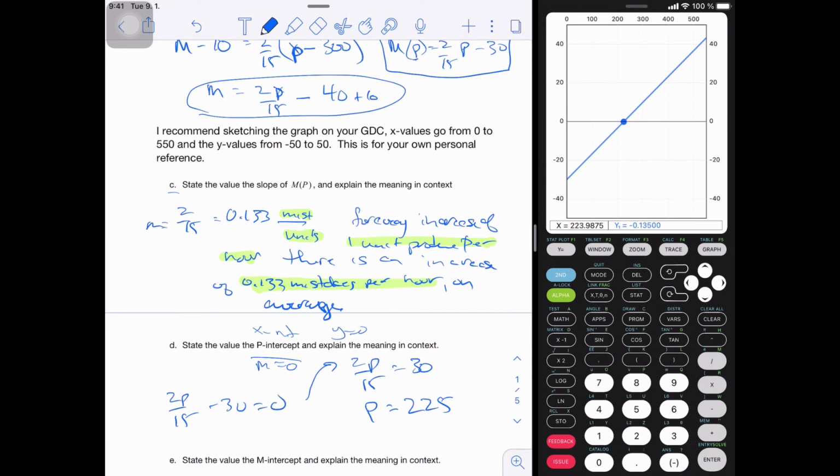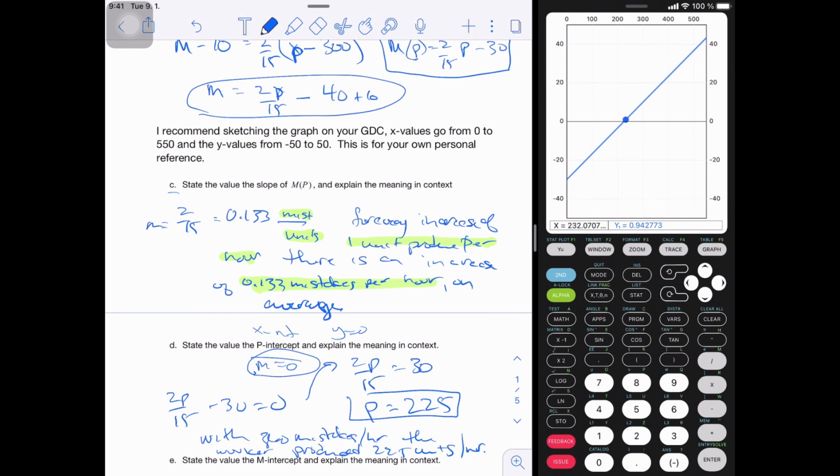And if I look at my graph, it looks like I've done that calculation right, even though my graph is approximate. And so what this means is, with 0 mistakes per hour, the worker produced 225 units per hour.